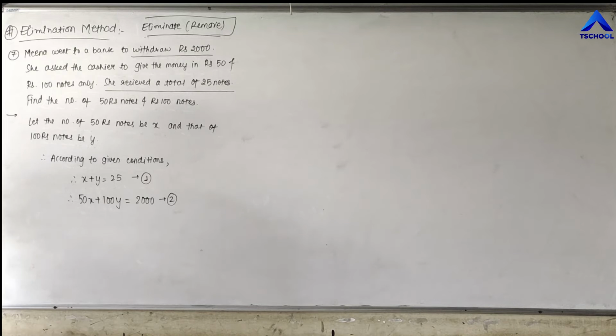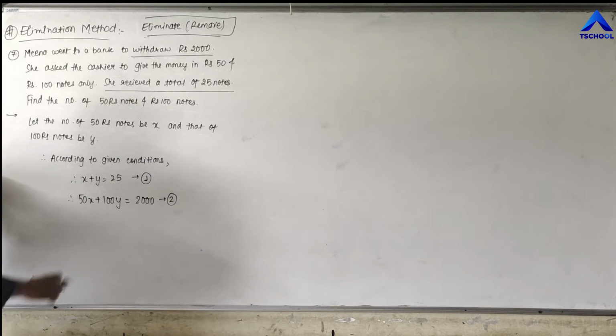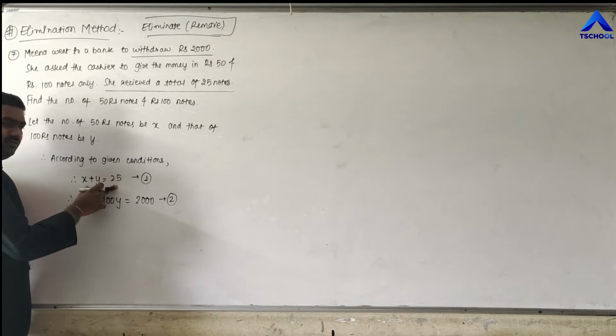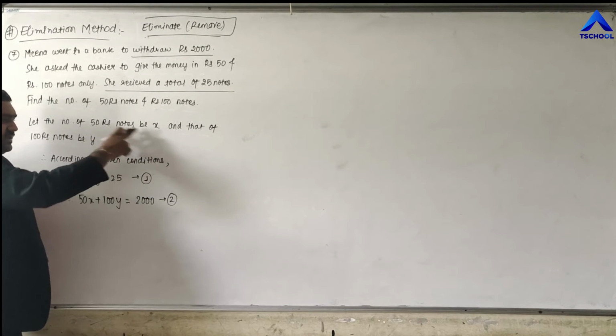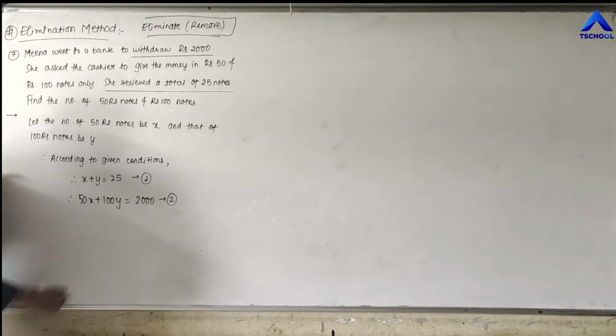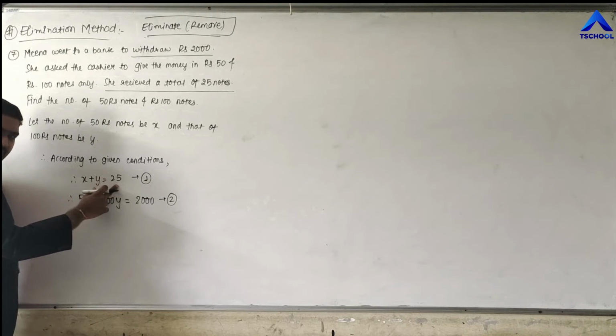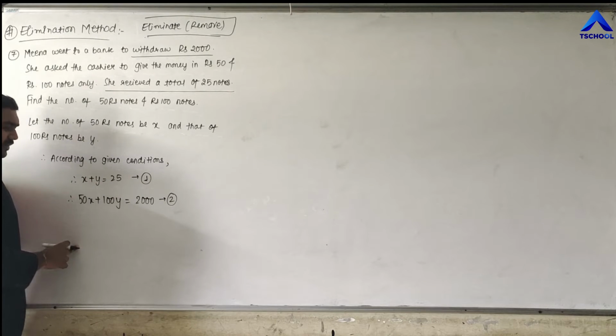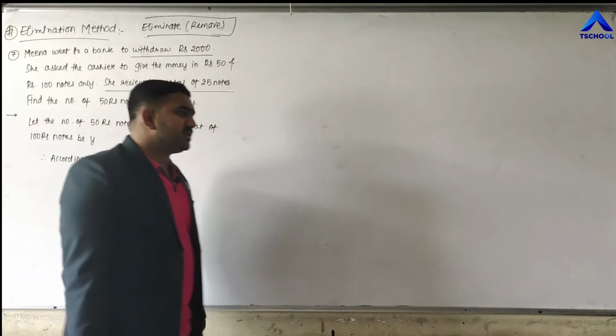Is it clear or not? See how it is going. The total notes here are x and y. That is, 50 rupees notes are x and 100 rupees notes are y. So the total notes x plus y is equal to 25. Right? And then the next thing, the total amount that she withdrew is rupees 2000.